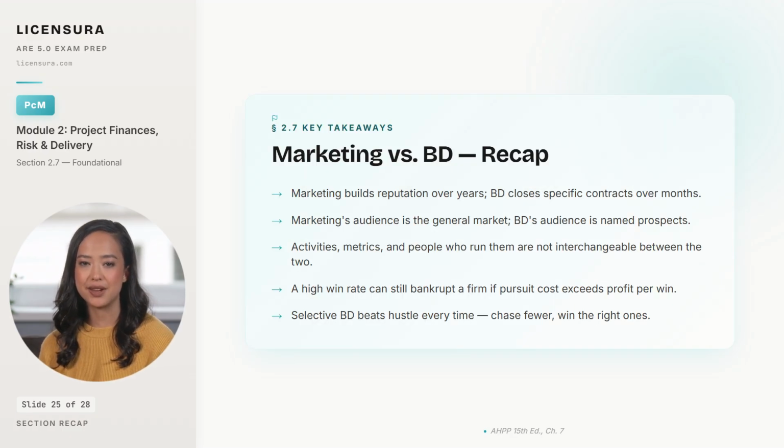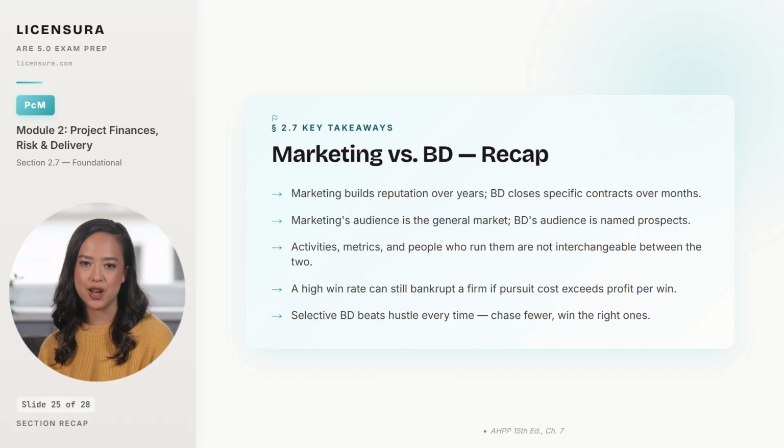First, marketing and business development are two different engines. Marketing builds the reputation that gets you considered, and BD closes the specific contract in front of you. Second, the audiences differ. Marketing speaks to the general market, while BD speaks to named prospects with named opportunities. Third, the activities, the metrics, and even the people who do this work do not interchange cleanly. Treating them as the same function is how firms misallocate their best people.